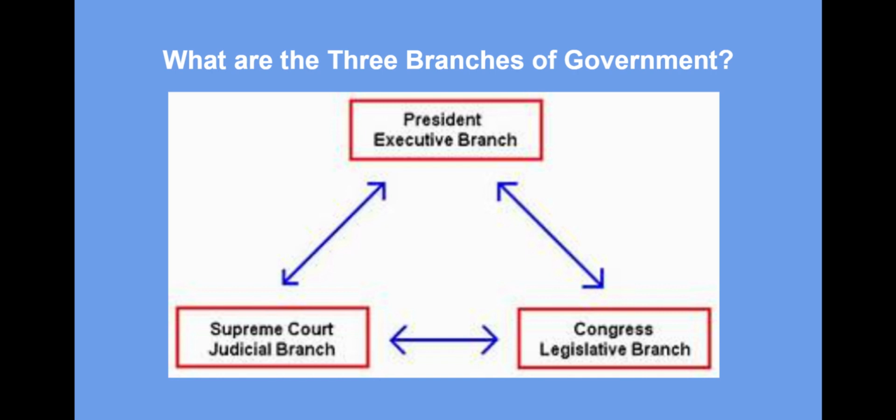The arrows pointing in both directions remind us that each branch has its own separate responsibilities and that each branch has power to limit the power of the other 2 branches. This prevents any one branch from becoming too powerful, which is also known as a system of checks and balances.